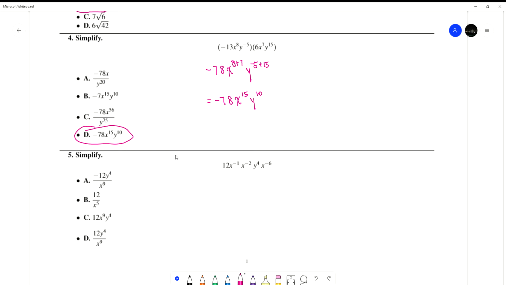All right. So again, number 5 is also the product rule of exponents. We have 12. There's nothing affecting that 12. Then we have x to the negative 1 plus negative 2 plus negative 6, and then y to the 4th. Since these are all negatives, you can add them, you get negative 9. So this is 12x to the negative 9, y to the 4th. We don't want a negative exponent, so we move it to the other side of the fraction bar and make it positive. And we have 12 y to the 4th over x to the 9th.